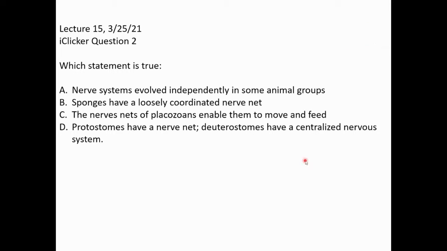Okay, this one, iClicker 2. Let's see what happens here. Which statement is true? Going back to something we covered last time. Nerve systems evolved independently in some animal groups. Sponges have a loosely coordinated nerve net. The nerve nets of placozoans enable them to move and feed. Protostomes have a nerve net. Deuterostomes have a centralized nervous system.